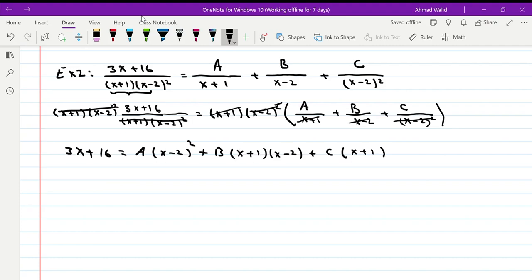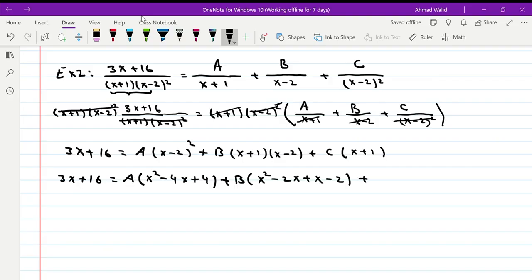Now simplify. 3x plus 16 equals A times, again, x minus 2 squared means x squared minus 4x plus 4. Here, keep the B. First, multiply these two factors. x times x gives you x squared. x times negative 2 gives you negative 2x. 1 times x gives you x, and 1 times negative 2 gives you negative 2. Plus, distribute here the C. Cx plus C.